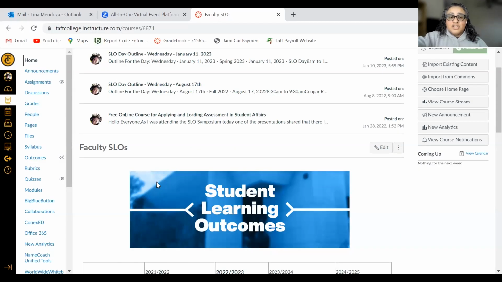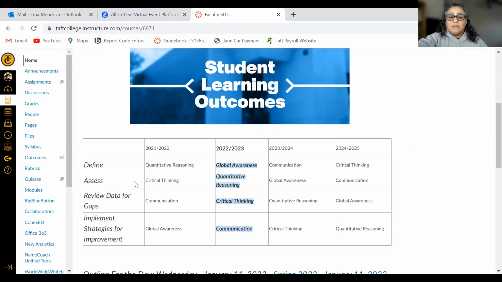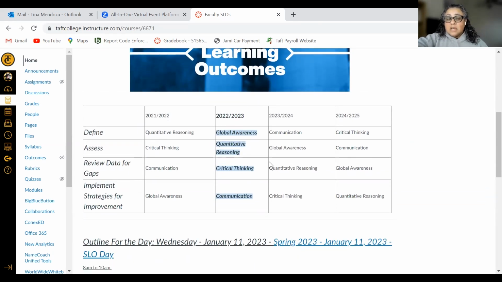Okay, so with the Canvas shell, this is where I put our assessments. Every academic year, this is the cycle that we do when we meet, supposedly on SLO Day. We define what global awareness is, and these are our ILOs. We're assessing quantitative reasoning for the academic year. We're reviewing critical thinking because that's what we assessed the year before. And we're trying to come up with strategies for improvement of communication. These are all great ways to look at the institution learning outcomes. It's just hard to collect data on if we're actually doing it.